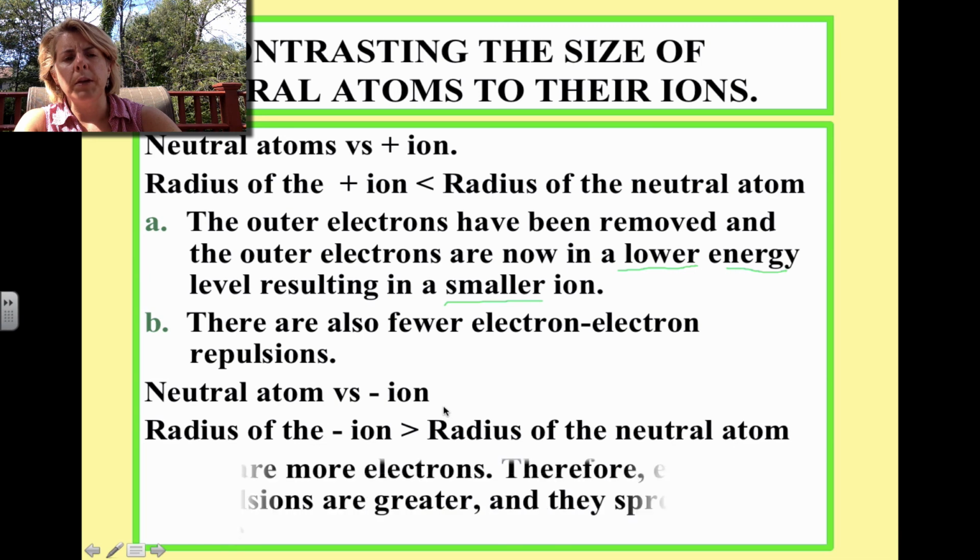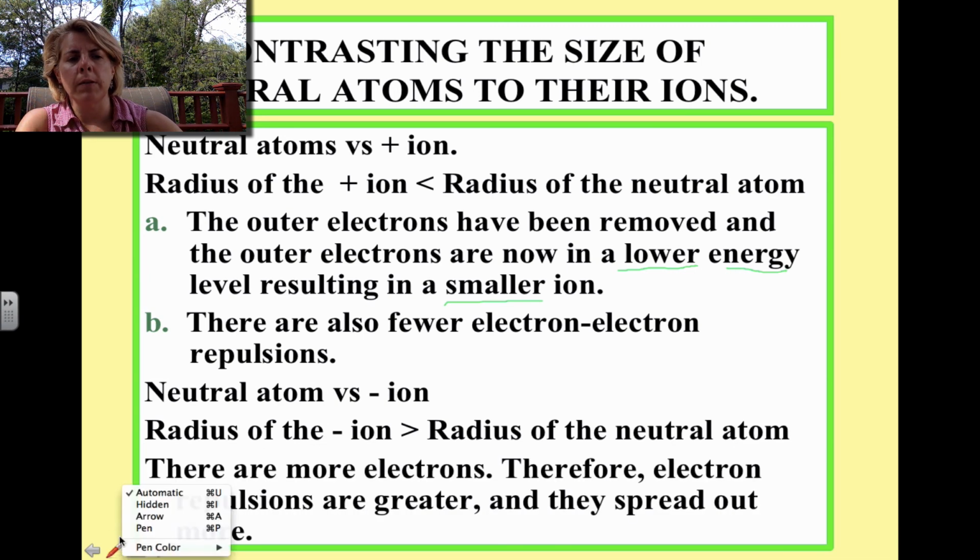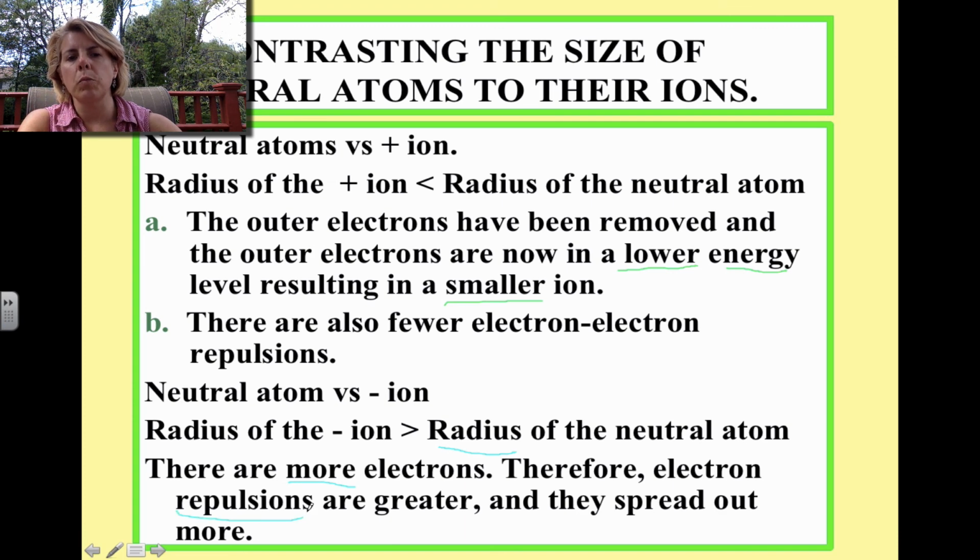When you're talking about formation of an anion, something else is going on. Instead, the radius has to increase because there are more electrons. And when there are more repulsions, there are more electrons, we get a spreading out of the anion.